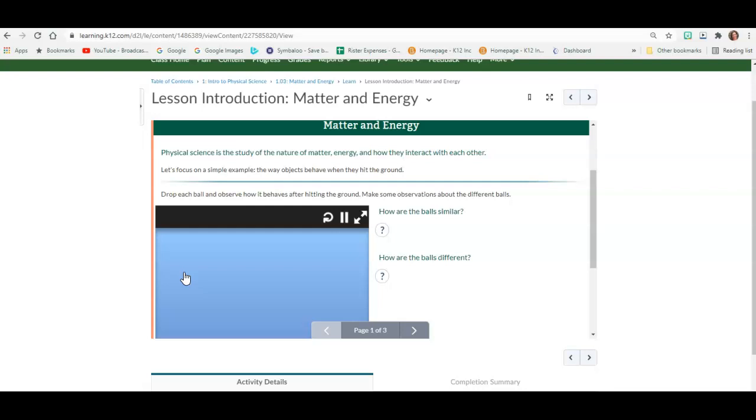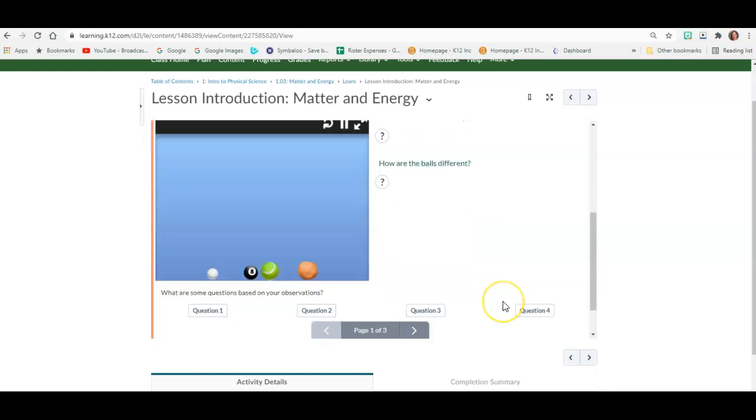So the drop and bounce lab will be coming up a little later. So you'll see a couple references to this. So soaking this in and processing it is important. So drop each ball and observe how it behaves after hitting the ground. Make some observations about the different balls.